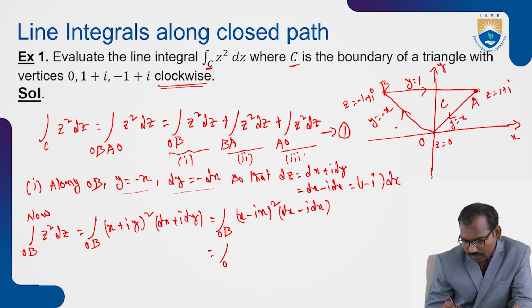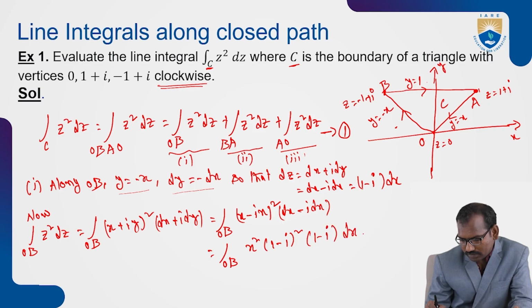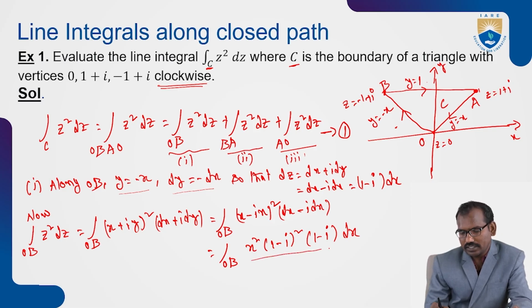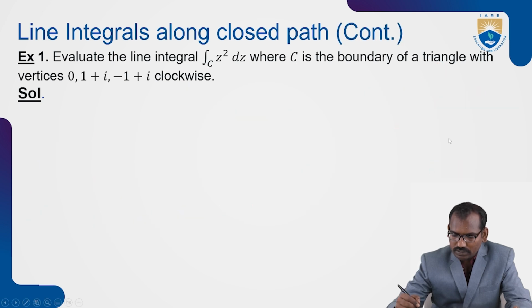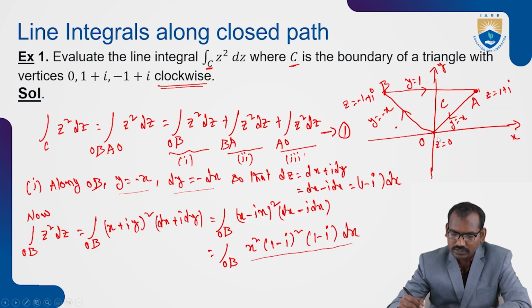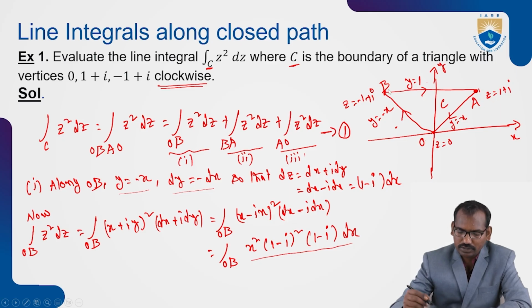Now integration along OB. Here I can take x square times (1 minus i) whole square, and here (1 minus i) into dx. It is observed that the integrand comes in terms of x. Along OB, at O the x value is 0. At B the x value is minus 1. This we have to observe.